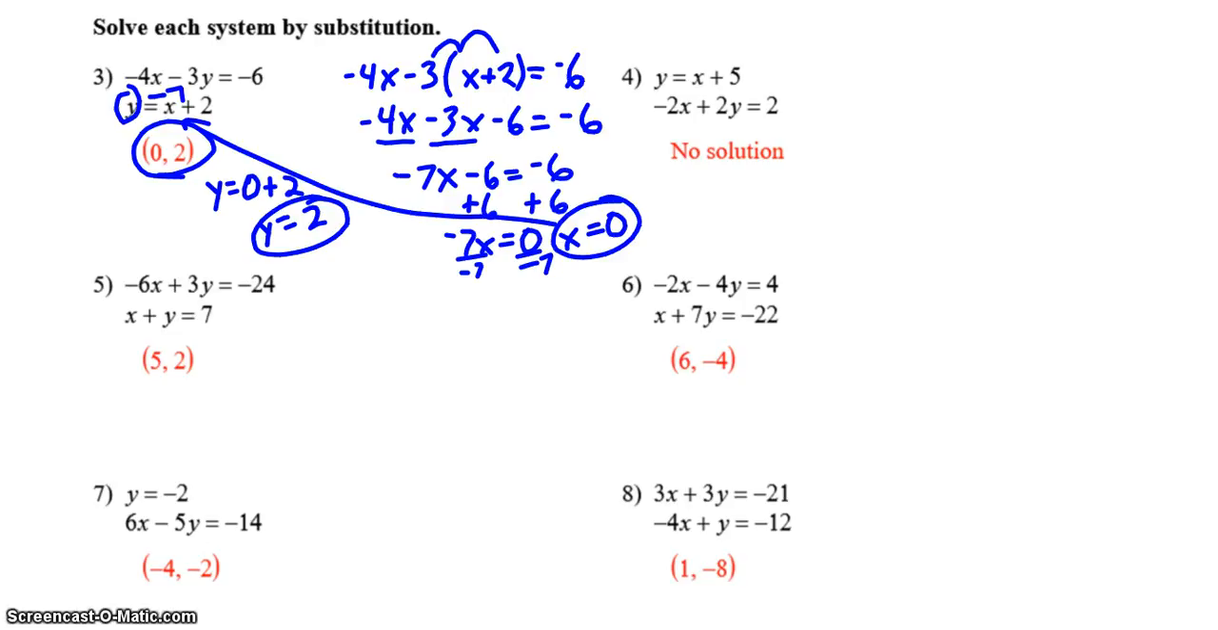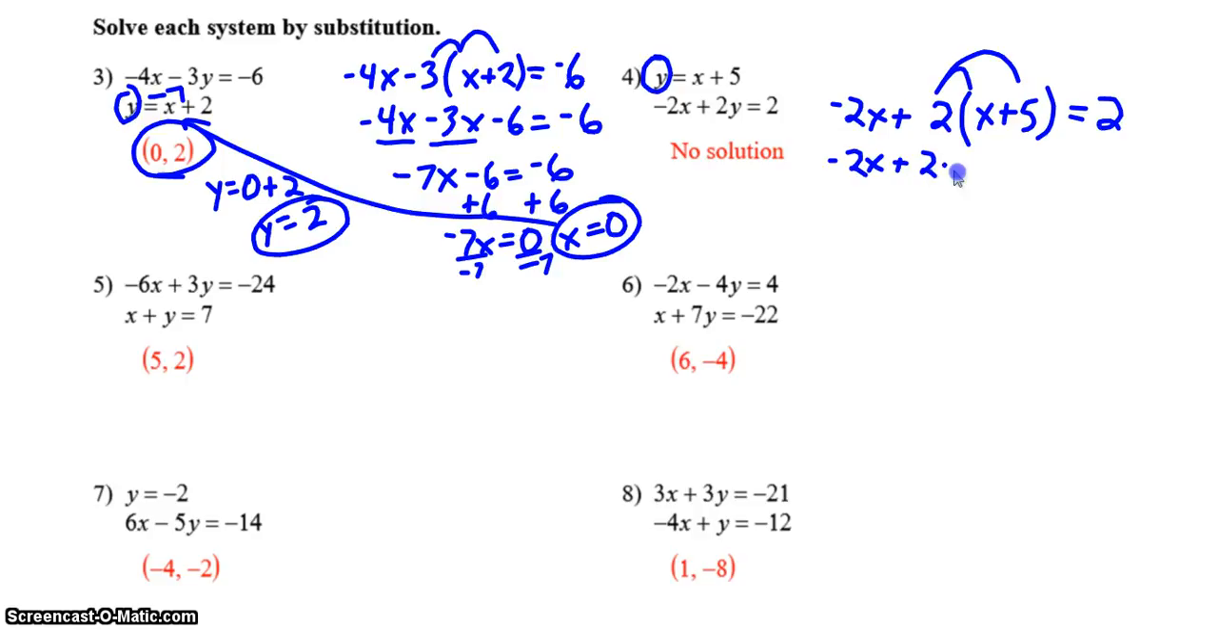Now in number 4, again, we're lucky because y has already been solved for us. So we're going to take that y, plug it in. So negative 2x plus 2, and then I'm going to take out y and put in x plus 5 equals 2. You would distribute 2 to your parentheses. So negative 2x plus 2x plus 10 equals 2.